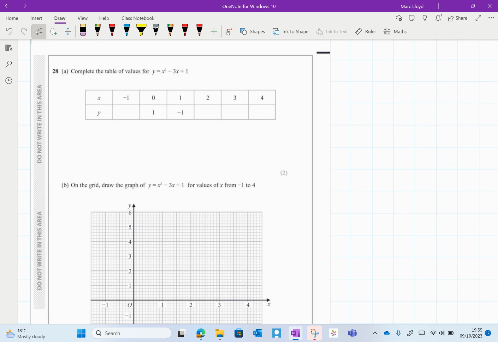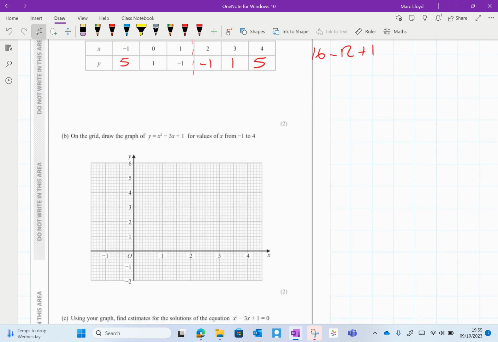Okay, complete the table of values. So when x is 0, x is 1, it's all done. X squared, so 2 squared is 4, take away 3 times 2, which is 6, plus 1. 4 minus 6 is minus 2, add the 1 is minus 1. That's where the symmetry is, so I know that's going to be a 1. Let me do the next one. 4 squared is 16, take away 3 lots of 4, which is 12, add 1. 16 take away 12 is 4, add 1 is 5. And it's a quadratic graph, it's a parabola, so it's going to have symmetry. And the symmetry will go between here.